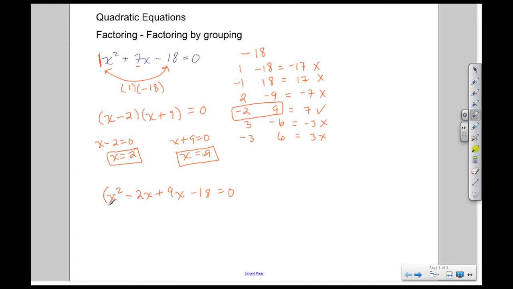Now at this point, I can group the first two terms together, and I can group the second two terms. Now we'll look for the GCF. The GCF for these first two terms is x. So I factor that x out and end up with x minus 2. For the second two terms, I see I can factor out a 9. And again, I end up with an x minus 2.